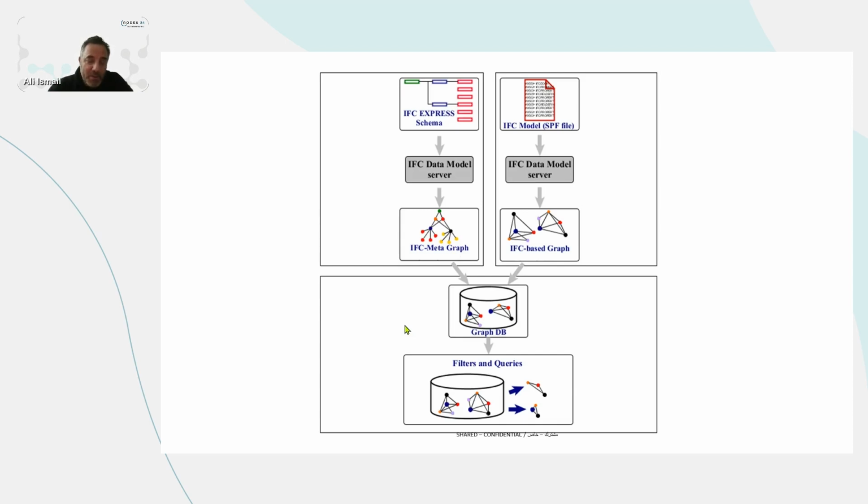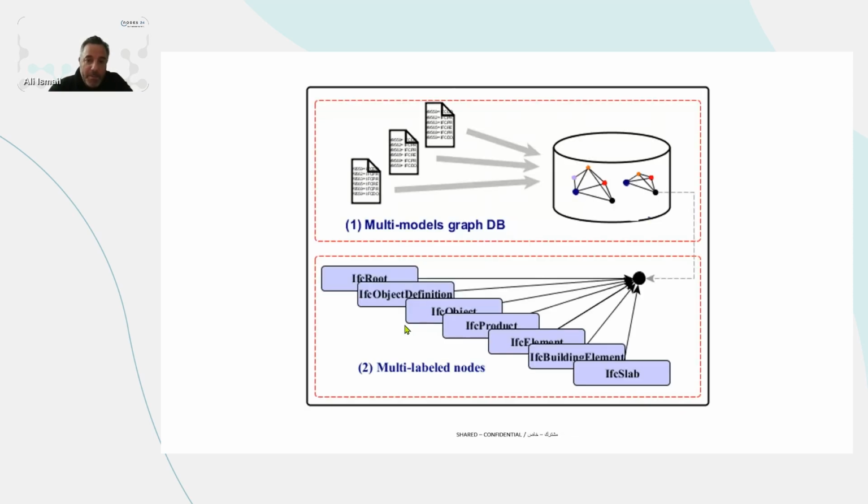One is the meta graph on the level of each schema, because IFC has different schemas, official schemas and ongoing development schemas, and the IFC model. After getting these two kinds of graph into the database, we can start filtering and querying. One of the features of our workflow is that it supports hosting multiple models inside a single graph database.